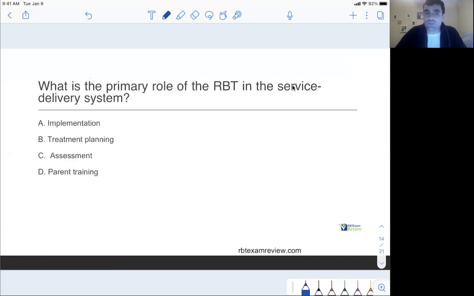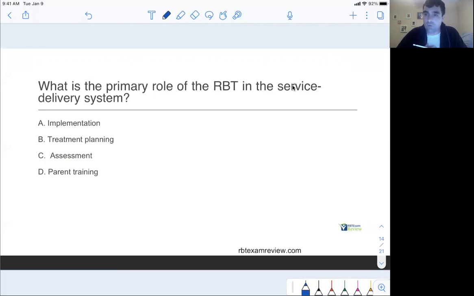Okay, easy question. What is the primary role of the RBT in the service delivery system? You as an RBT, what is your goal? What is your role day in and day out above all else? Is it implementation, treatment planning, assessment, or parent training? So B, C, and D, you might be assisting in those. You're going to be a valuable team member and part of that, but that is not your primary role.